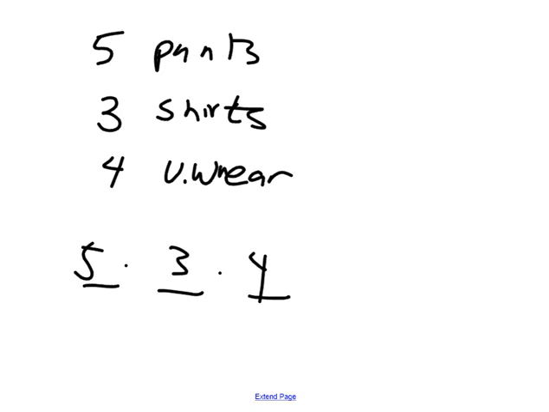4 times 3 is 12. 12 times 5 is 60. There's 60 different combos you could wear. Notice, did we ever talk about what order you were going to put them on in?